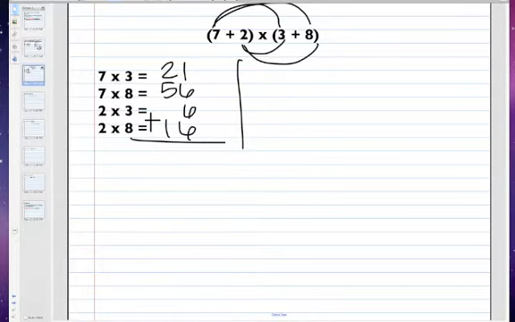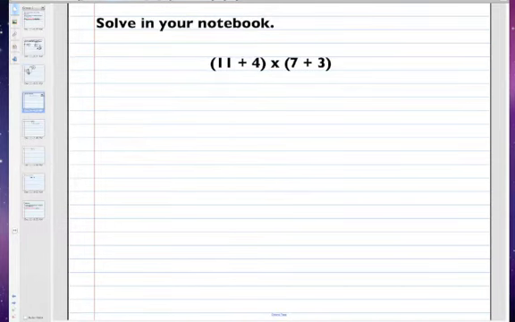This is called a product list, and when you write the product list, you want to make sure you line up the place values so you add correctly. When I add those four products together, I get 99. I want you to solve this problem in your math notebook. Pause the video while you're doing the work, and then press play to see if you got the right answer.